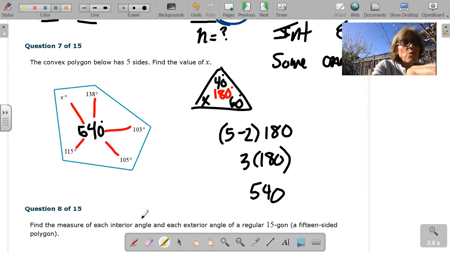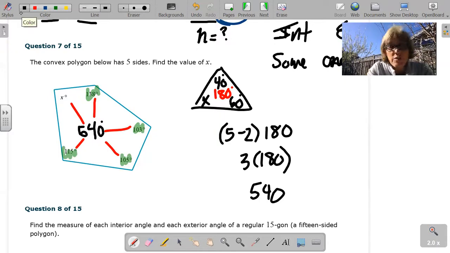Now that you know what the sum is, you simply add these numbers up and subtract from not 360, not 180, but you subtract from 540. Why? Because all convex pentagons add up to 540.